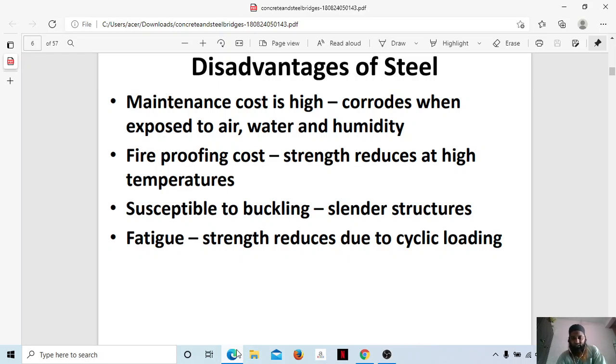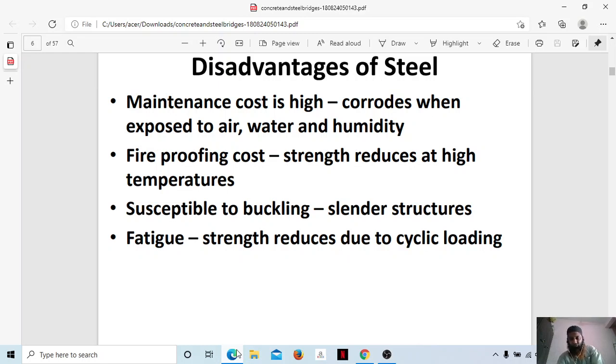Susceptible to buckling, slender structures. There are chances where the structure can buckle down. It can collapse because of the axial load coming onto the structure. There are chances of vertical members getting buckled there. So proper care should be taken where these vertical members should be provided with some stiffness so that they don't buckle down.